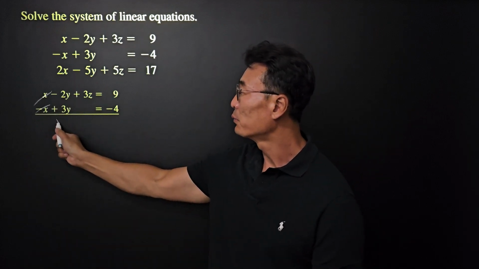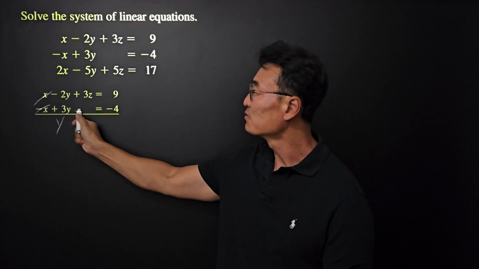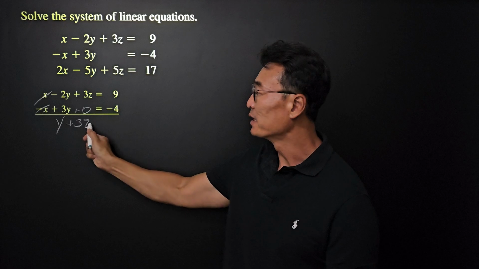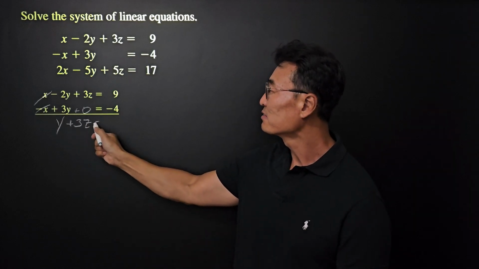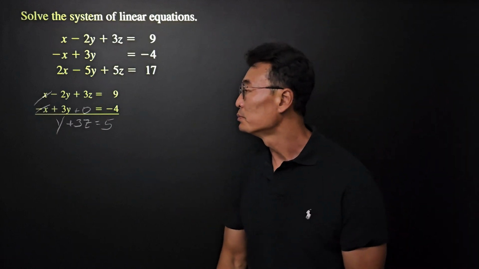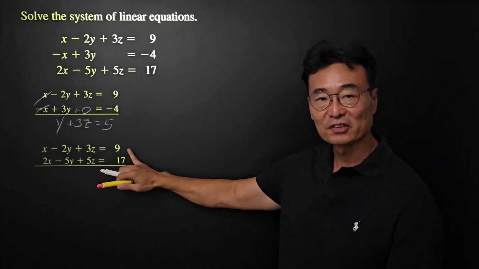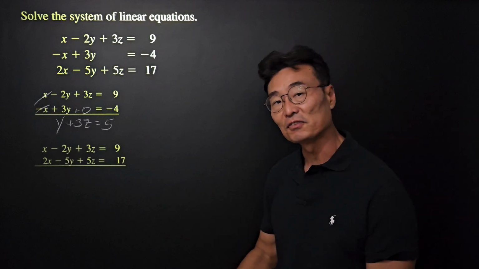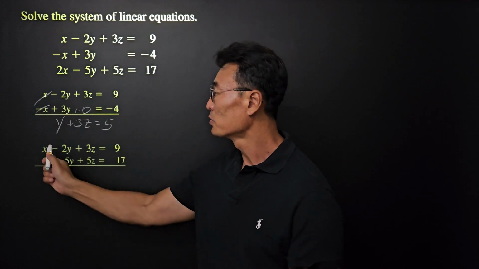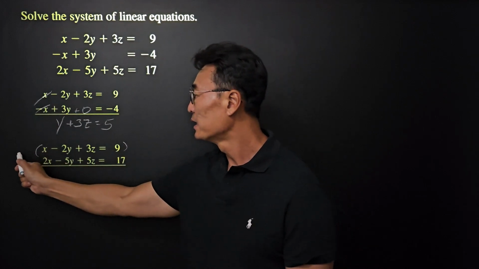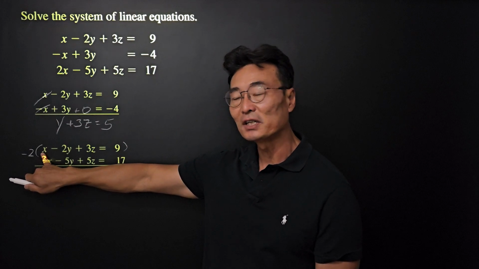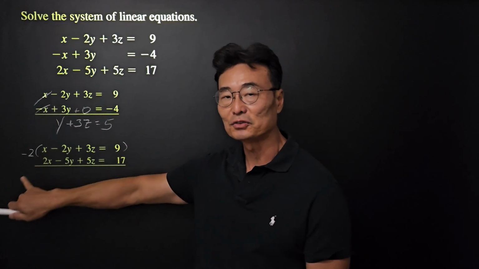Negative 2y and the 3y will give us positive y, and since we have a 0 right here, we have 3z coming straight down. And on the right side, 9 minus 4 is 5. Next, I'm going to be using the first equation once again, and the third equation this time to eliminate the variable x. To get rid of the x, I'm going to multiply this equation by negative 2, so that negative 2 times x will give us negative 2x, which will cancel out with the positive 2x.